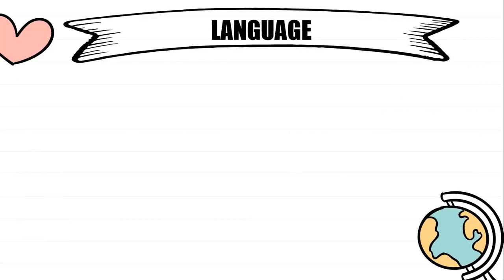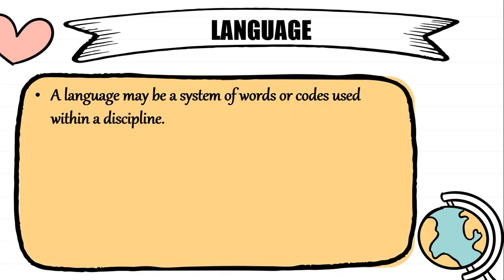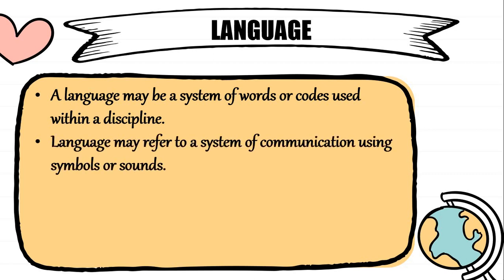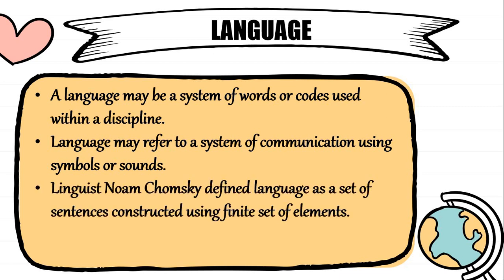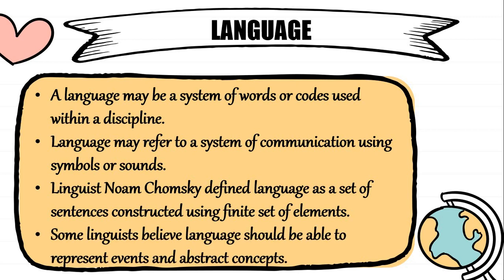So let us first have the definition of language. A language may be a system of words or codes used within a discipline. Language may refer to a system of communication using symbols or sound. A linguist named Noam Chomsky defined language as a set of sentences constructed using a finite set of elements. And according to some linguists, language should be able to represent events and abstract concepts. So that is some of the basic definition of language.